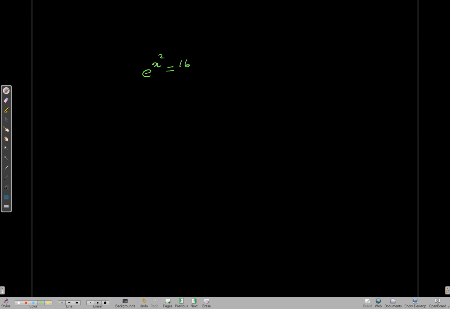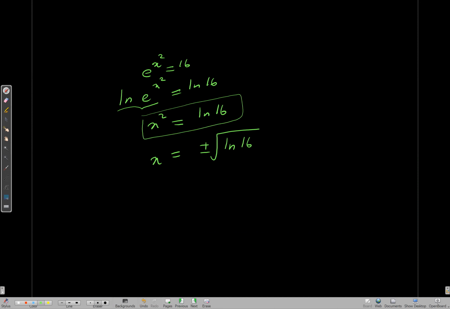Can you solve this? Well, in this case, the only thing you can do is take ln of both sides, because ln and e will cancel. This term becomes just x squared, then ln 16. So ln 16, that's pretty much it, but we are not done yet. You have to solve. So x is going to be plus or minus square root of ln 16. Whatever ln 16 is, plus or minus square root, that will work, because at this point, this is a quadratic equation, right?